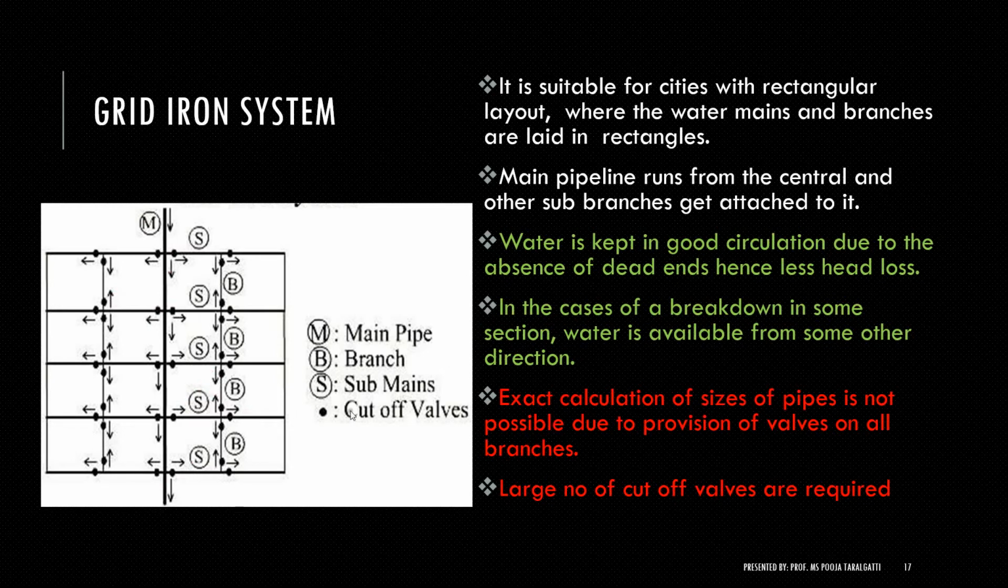repair will be continued. The disadvantage is exact calculation of size of pipe is not possible due to the provision of walls on all the branches. Now, because it is in a circulation, the number of walls that has to be provided is quite larger than the dead end system. Each and every connection with the main, submains, and branches, you need to put the wall over there. Every connection should be having a wall just to maintain the flows as well as the circulations. That's why it requires a large number of wall arrangement. Fine. So this is a grid iron system.